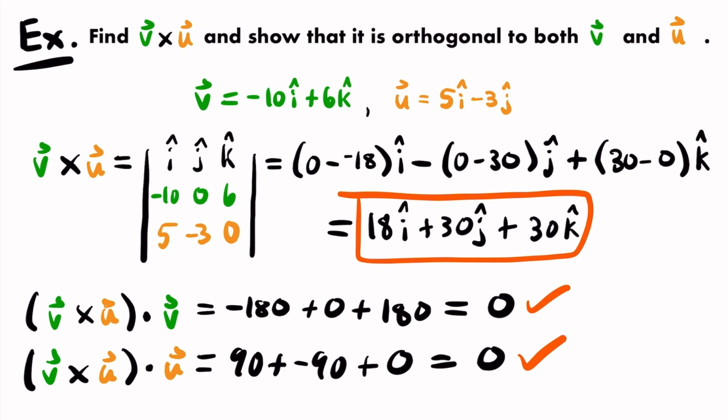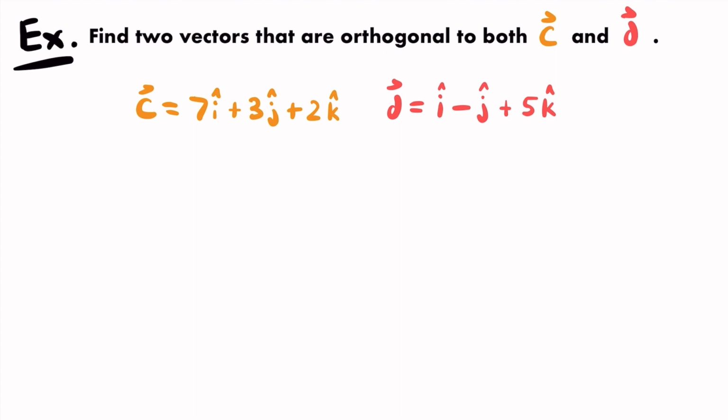Okay, let's take a look at a different example. All right, so next up we want to find two vectors that are orthogonal to both vector c and vector d. Now vector c is equal to 7i plus 3j plus 2k, and vector d is equal to i minus j plus 5k. All right, now if you watched all the other examples in this video, then you probably know exactly what you need to do to solve this problem. If you want to find two vectors that are orthogonal to both vector c and vector d, all that's asking you to do is to take the cross product of vector c and vector d, and then the cross product of vector d and vector c, the reverse order of that.